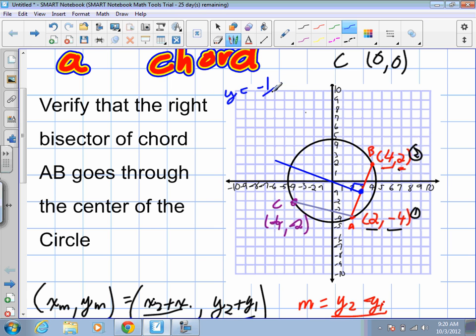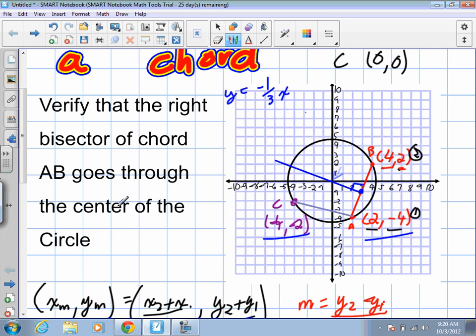Well, I'm going to do the exact same thing. And what we're going to discover is the next right bisector that I create from AC is going to bisect this line, and it's going to go right through the center of the circle. So the point of this being is that the right bisectors of any 2 chords will intersect at the center of a circle. So we've got to go through that process again for AC, and we're going to do it very quickly because we've already done it once.